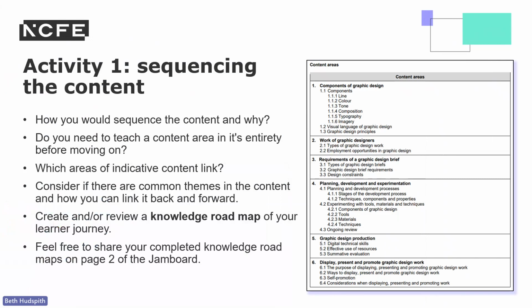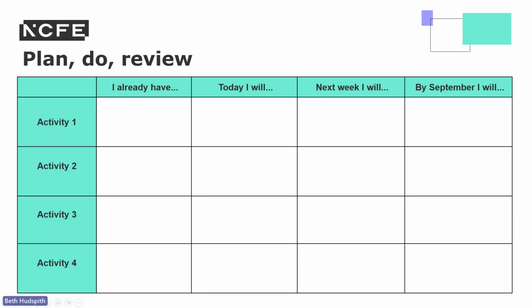I'll just drag the Jamboard off and we'll come back to that. So within your workbook, you have a plan, do, review activity. And for each activity that we're going to cover, so we're covering 4 activities in this Prep to Teach. So in your plan, do, review, what have you already done for activity 1?